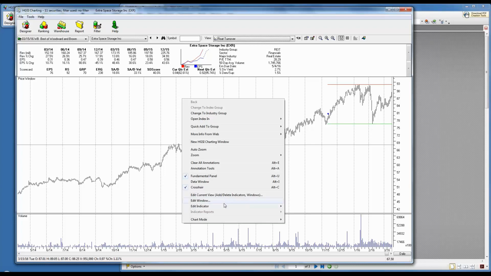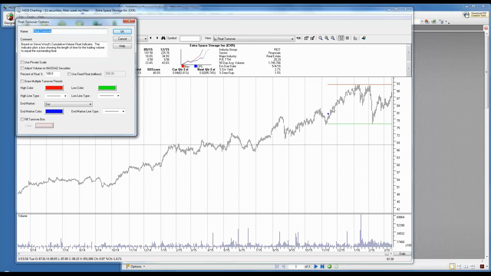The blue dot indicates the beginning, when the turnover period started, and the turnover period ends at the last day of the bar.